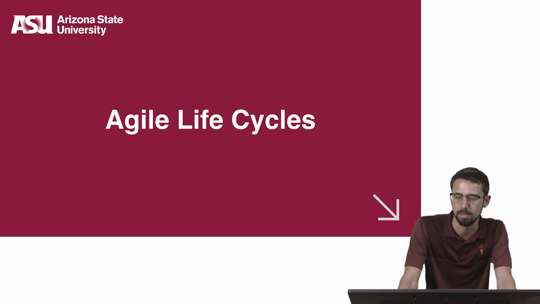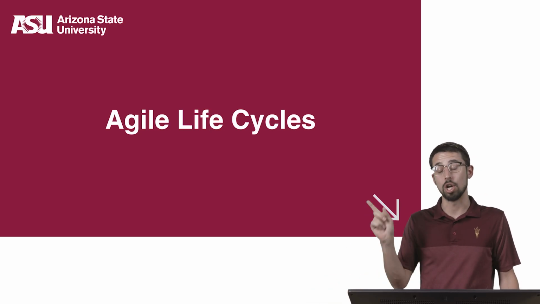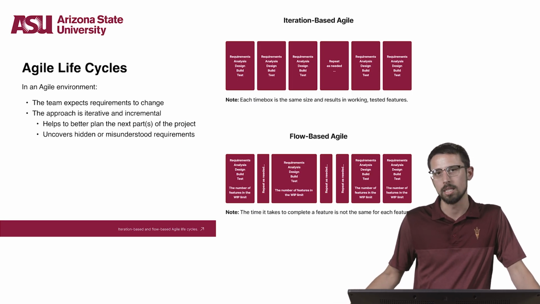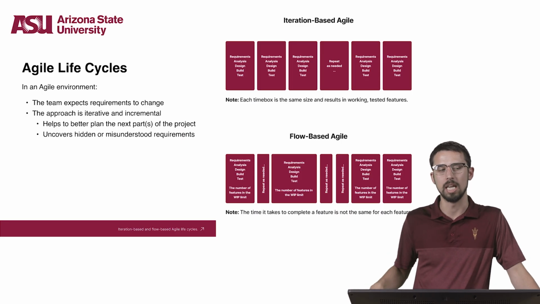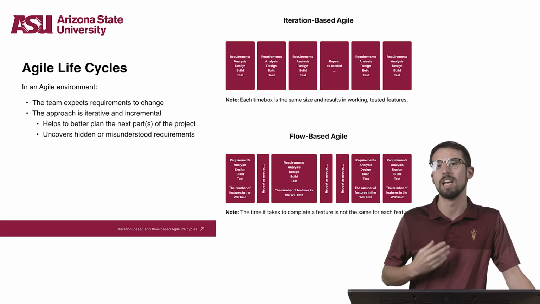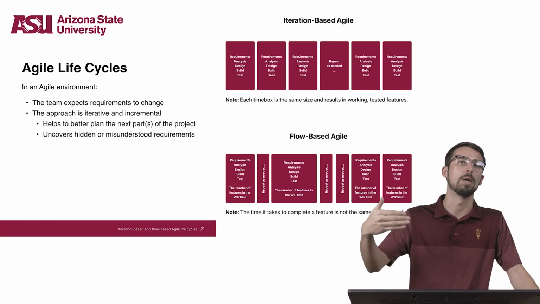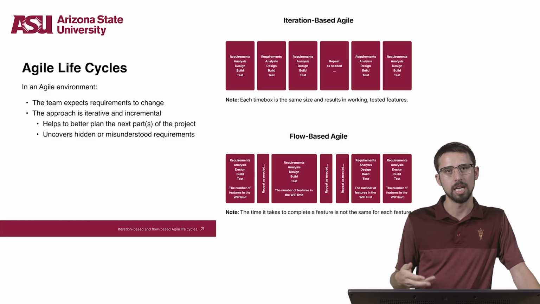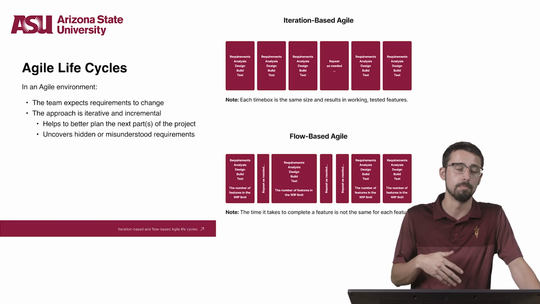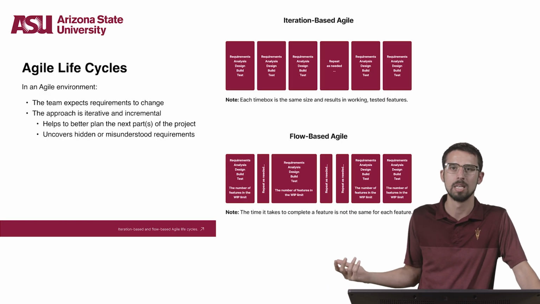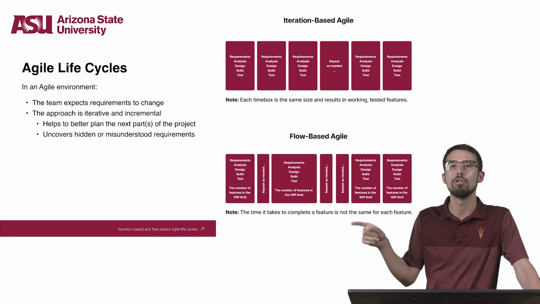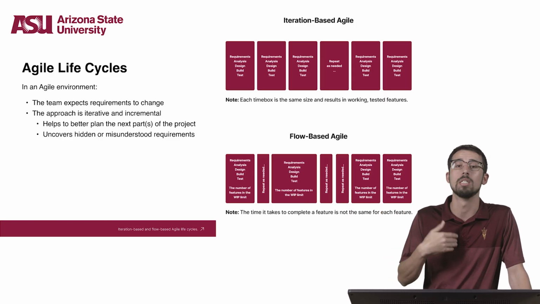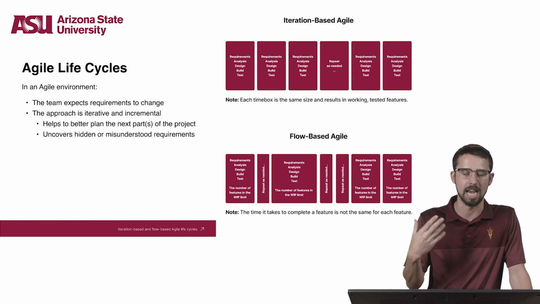All right, let's go deeper into each of these life cycles, starting with Agile. In an Agile environment, the team expects requirements to change. The iterative and incremental approaches provide feedback to better plan the next part of the project. However, in Agile projects, incremental delivery often uncovers hidden or perhaps even misunderstood requirements. The image here provides two possible ways to achieve incremental delivery. So the project aligns with customer needs and can be adapted as necessary.